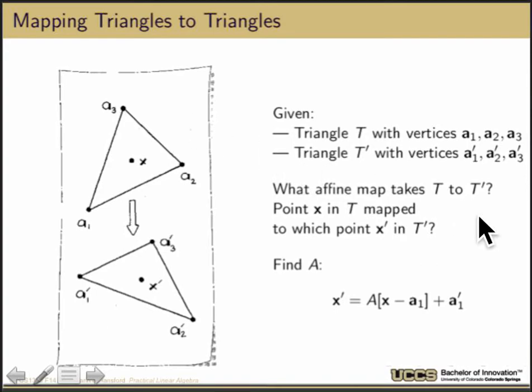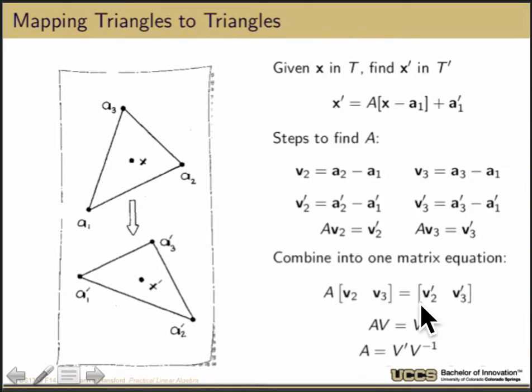And so how do I find that? Well, given that I want to find an A such that A times (x minus A1) plus A prime gives me A prime, I can find this A to do this. And if I can do that, it's going to turn out that it maps all of the triangle.